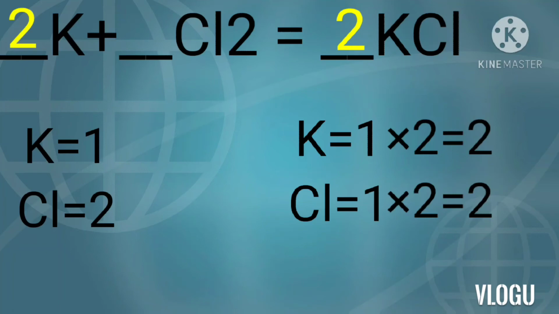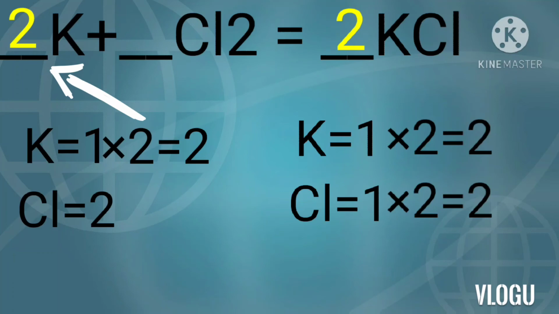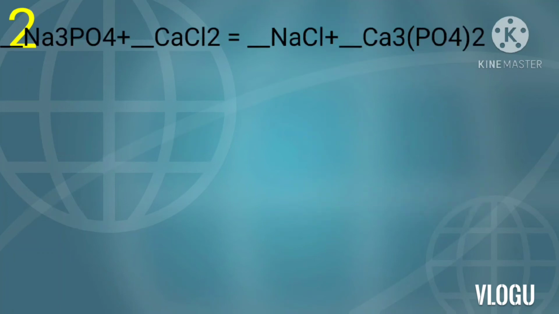Now we have 2 and 2 on the right, so we have to fix potassium on the left. Put 2 before it and multiply. Potassium 1 times 2 equals 2. Now we got it! Potassium and chlorine have the same 2. Then let's proceed to our sixth example.